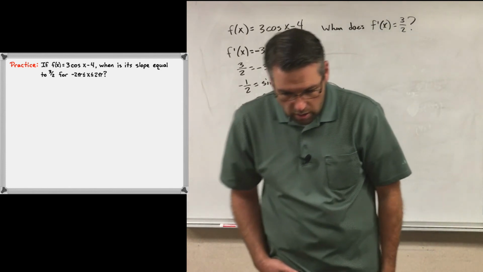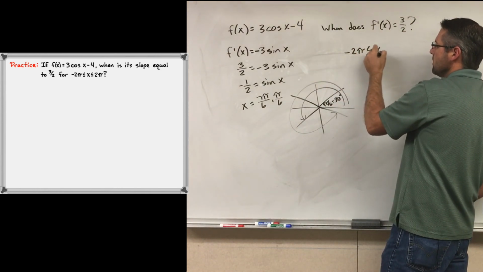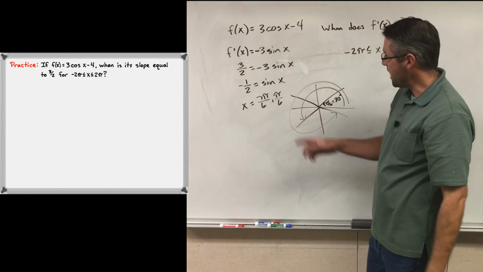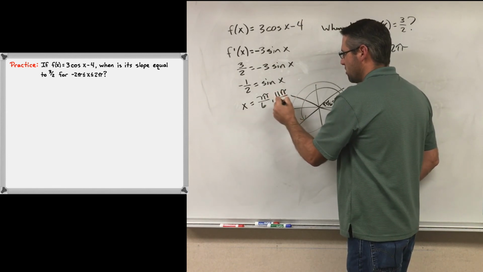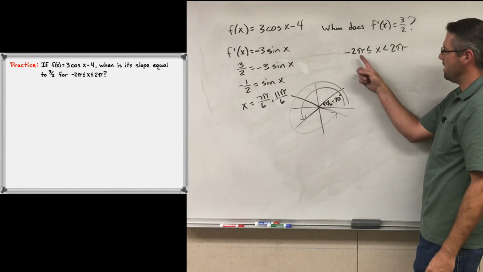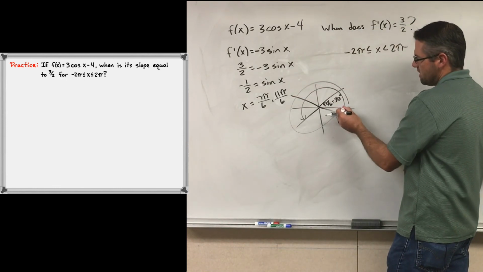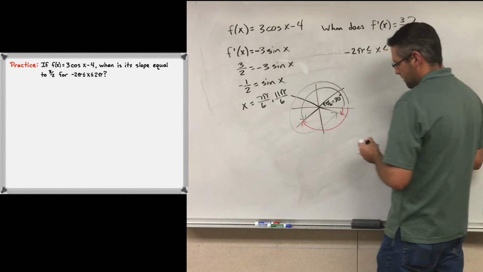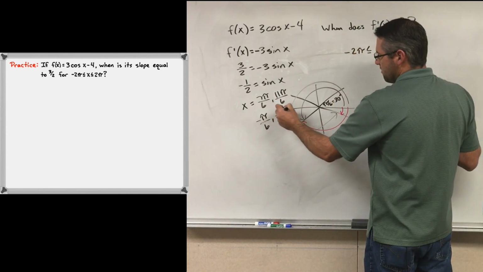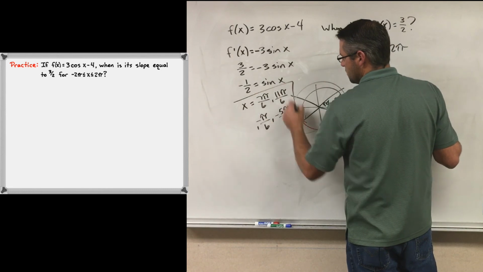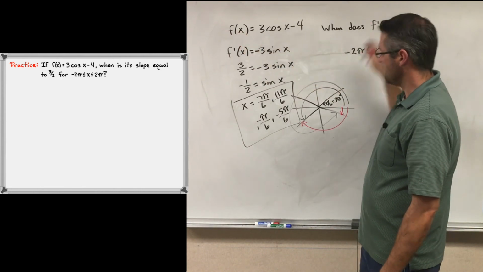Now we have to check our interval, and our domain is from negative 2 pi to 2 pi. 7 pi over 6 and 11 pi over 6 are my two answers within the domain of 0 to 2 pi. Then we have to go backwards. So again, we want the negatives. So that's going to be here, and it's going to be here. So that's going to be negative pi over 6 and negative 5 pi over 6 as our answers. So those are the 4 places where the derivative of f is equal to 3 over 2.